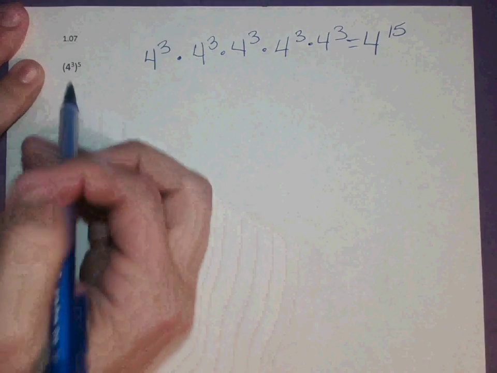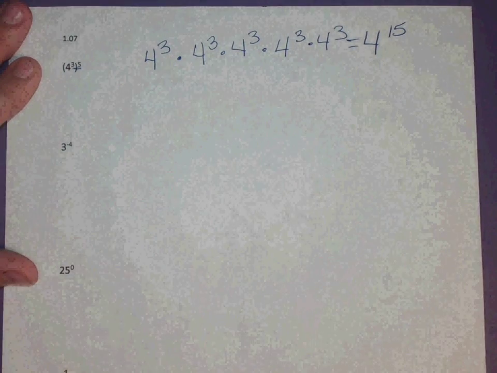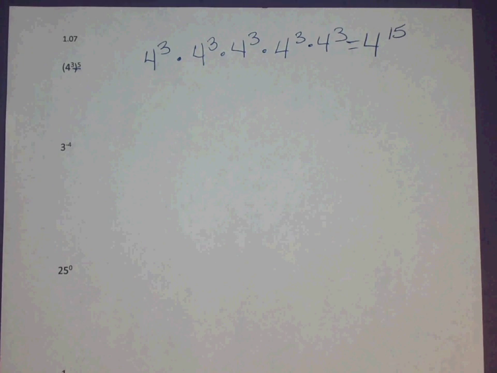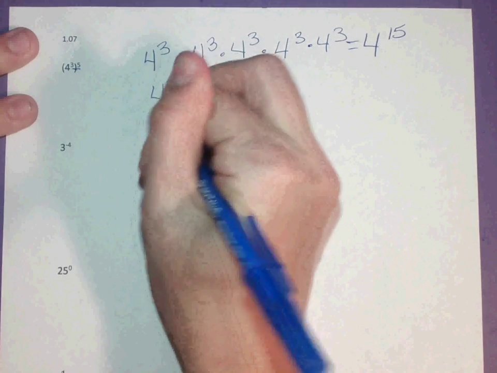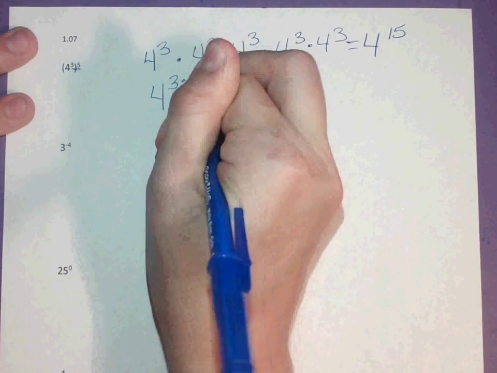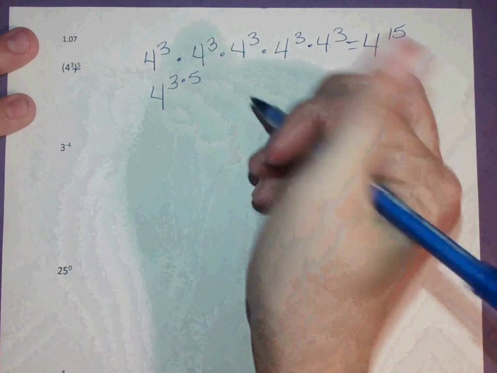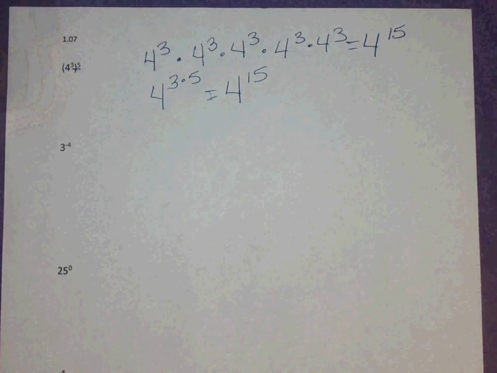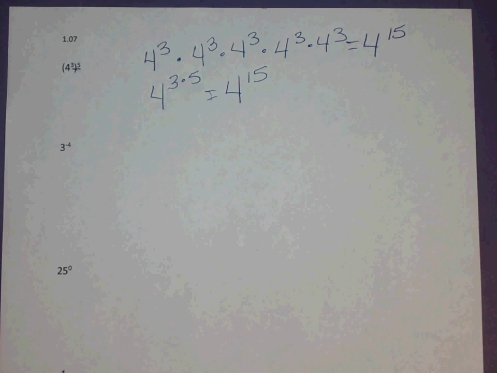Now an easier way to do this is when you are raising something to a power, when it's by itself inside the parentheses, raised to a power outside, you're just going to multiply the exponents. So 3 times 5, and you do get the same thing, 4 to the 15th.